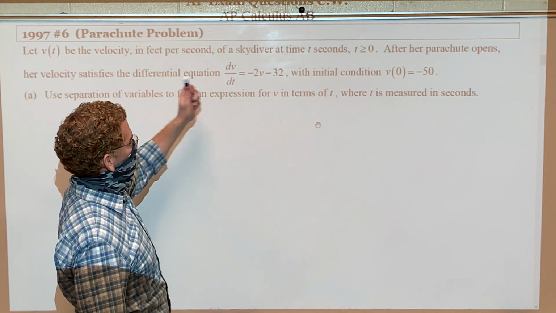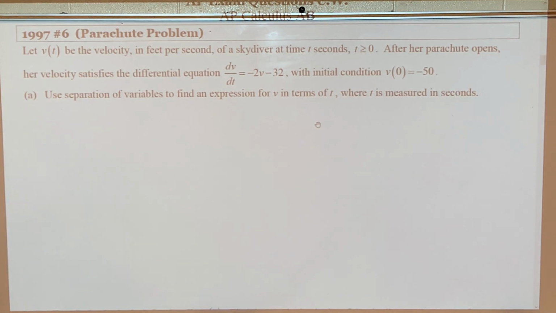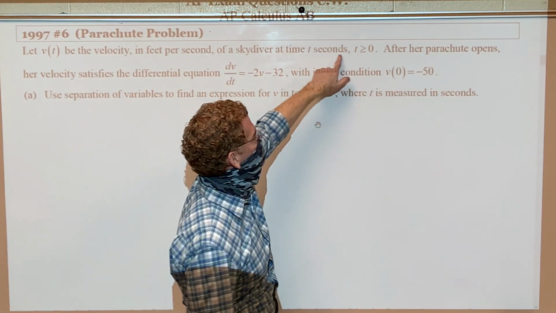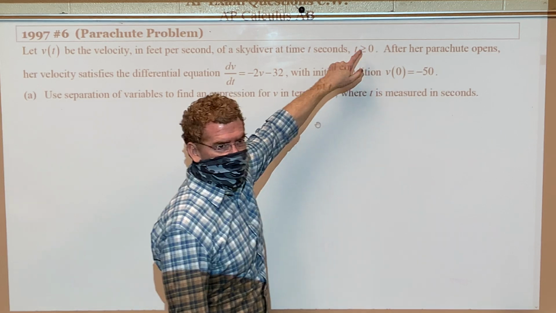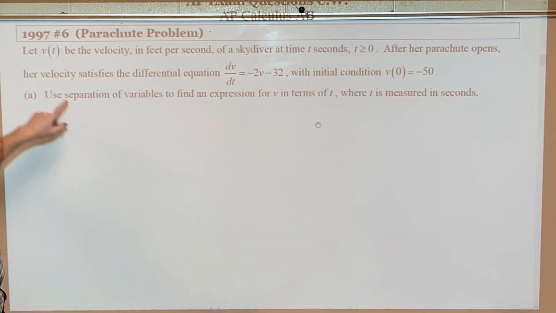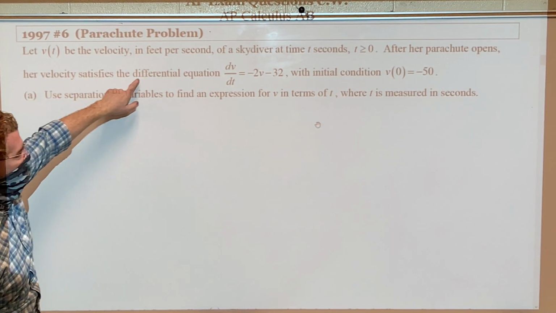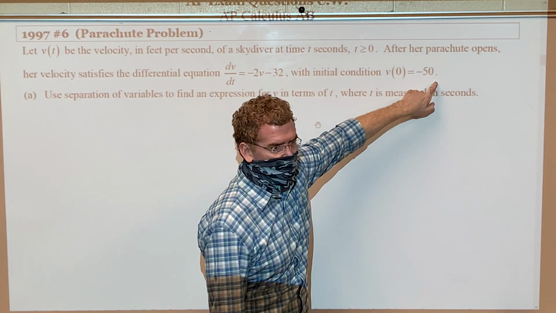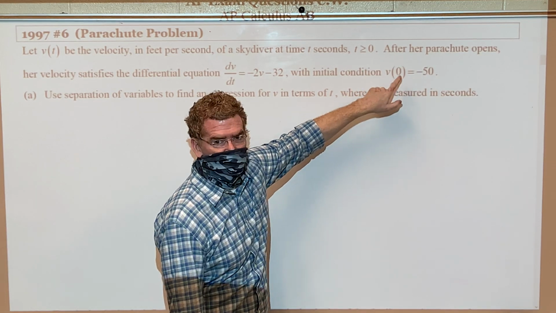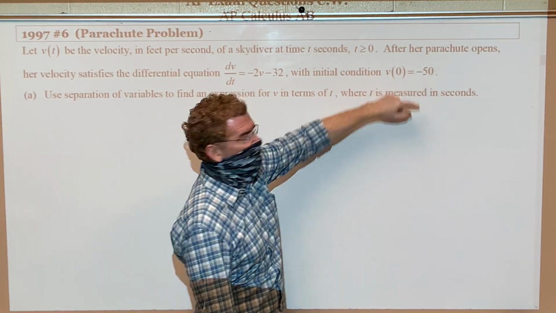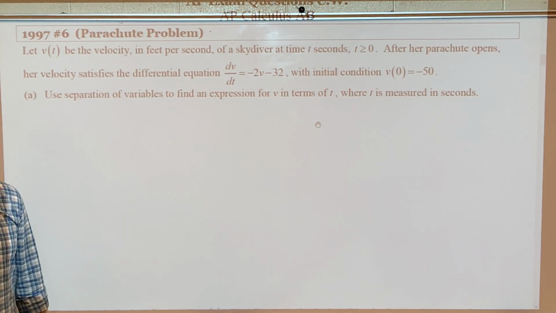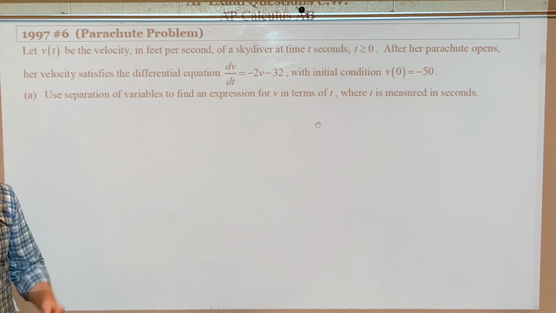And we're starting out with a velocity question. So it says, let V be the velocity in feet per second of a skydiver from time greater than or equal to 0. Okay, it says, after her parachute opens, her velocity satisfies the differential equation given here with that initial condition. So it says, eventually, basically, she's starting at -50 feet per second. All right? This is kind of an interesting question, because she's starting at 50 feet per second, going down, right?